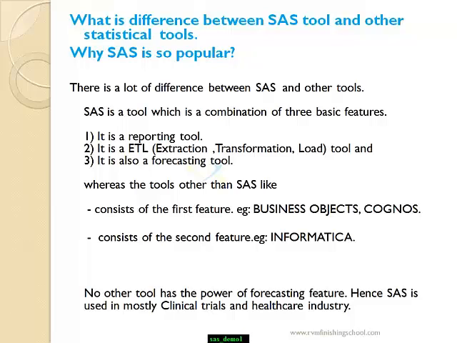Whereas for the other tools, you know about Informatica, it is only an ETL tool. It extracts the data and loads the data, but it cannot produce the report. Cognos and Business Objects are only reporting tools. They cannot extract and cleanse the data. They only produce the reports. So SAS is a combination of all these tools, and the foremost feature is forecasting. No other tool has the power of forecasting like SAS has. That's why it's mostly used in clinical trials and the health industry for research purposes.